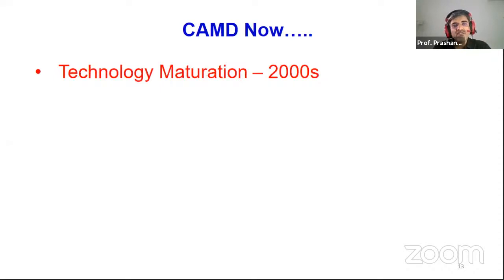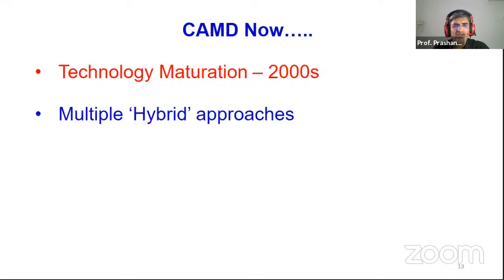Okay, so all these years, this whole technology has matured, although it is still evolving, but it has reached a certain maturation level, because now we are able to do a lot of things, and the predictions are more accurate compared to what we used to do two decades ago, right?